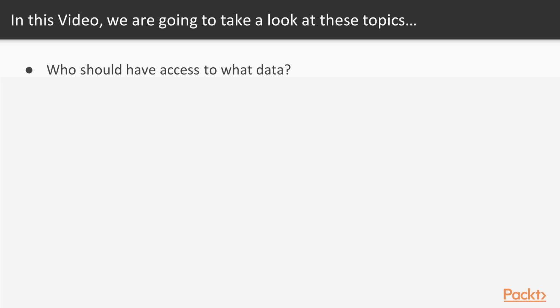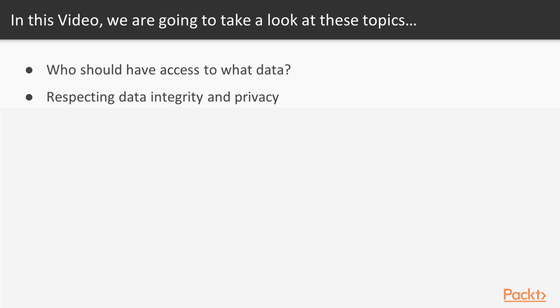Alright, so security in terms of Dynamics customer engagement means who should have access to what data. Now, this line is very important and very simple. Who should have access to what data? Of course, data is the most expensive resource any organization has. So, it's our utmost responsibility to respect its integrity and privacy.